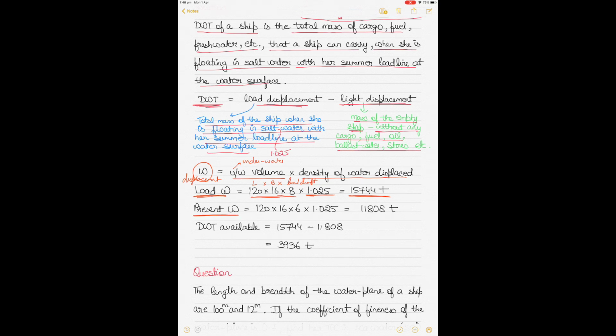Your present displacement is 120 by 16 by 6. This is your present draft. 6 meters is your current draft or present draft. That's why your present displacement will be length by breadth by your current draft multiplied by density of the seawater, which gives you your current displacement. Therefore, the dead weight available, or the amount of cargo, fuel, freshwater, etc., that you can carry, will be load displacement minus current displacement, that is 15744 minus 11808, which gives you 3936 tons. That's your dead weight that you can now carry.